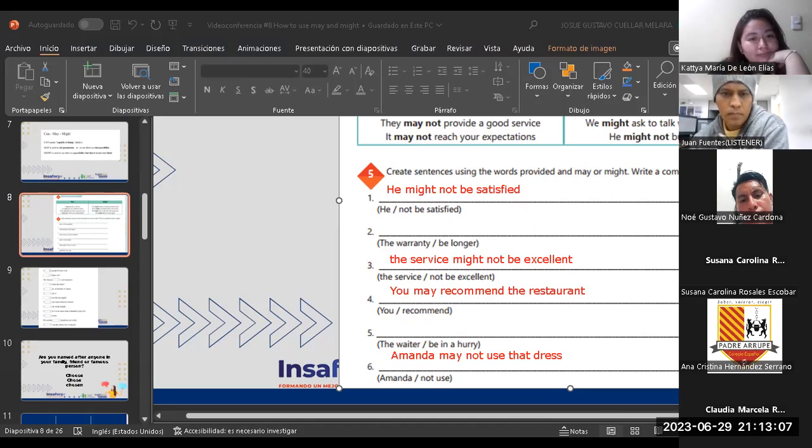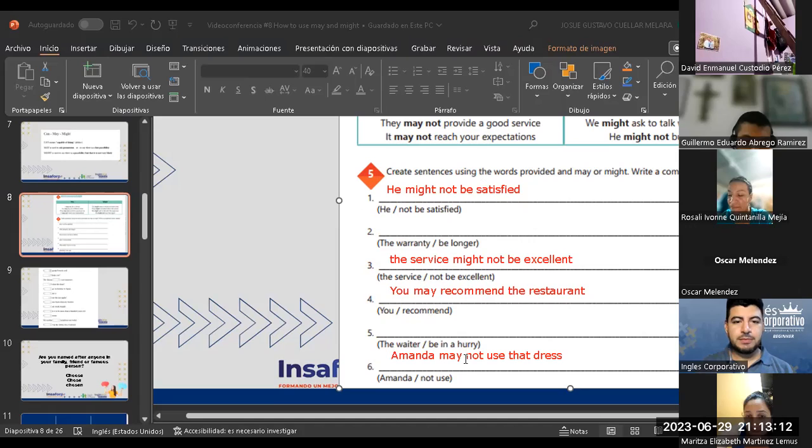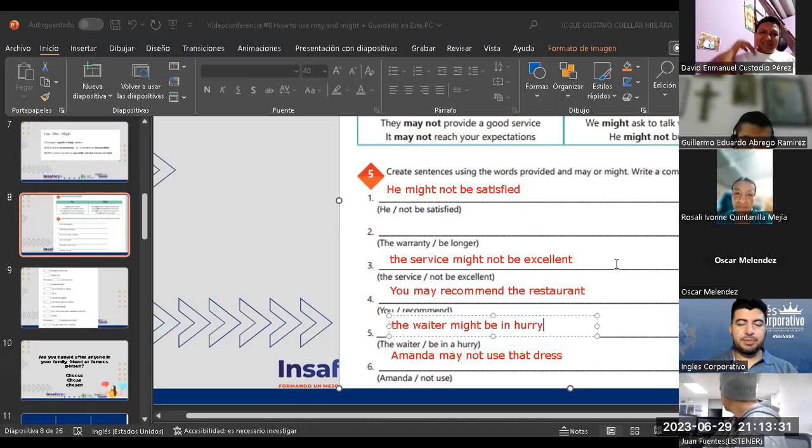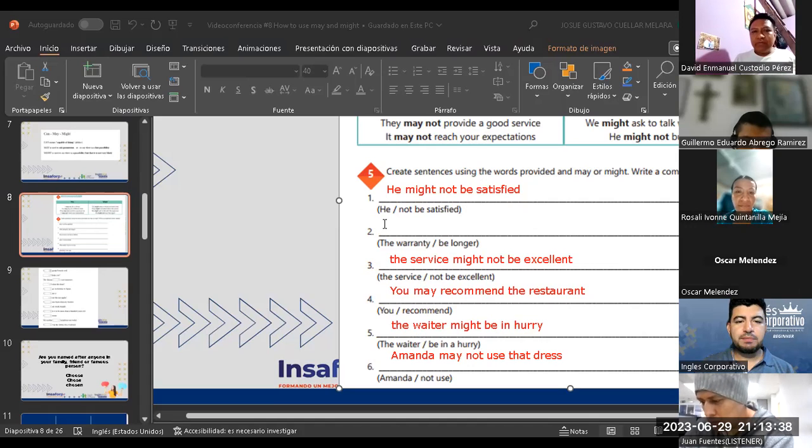If Alejandra is not there, maybe we can have the participation of John. 2 or 5? 5. Okay, 5. The waiter might be in a hurry. In hurry, puede estar como apurado. Thank you. And we're going to finish with Guillermo, please, number two.